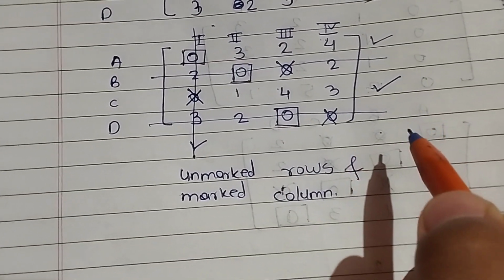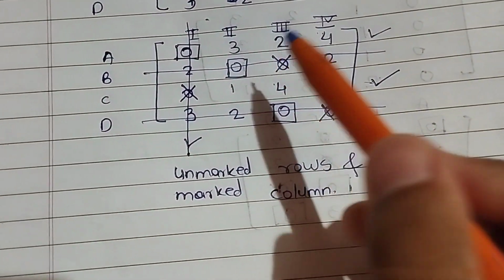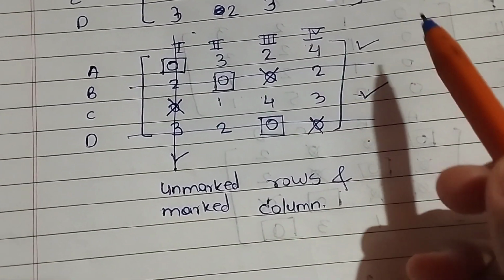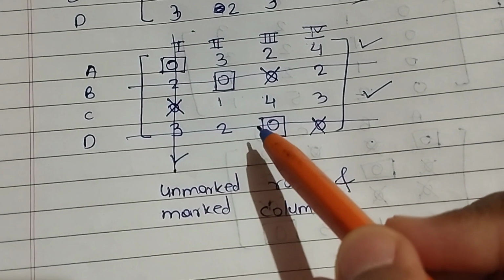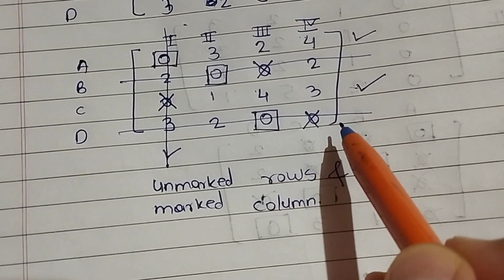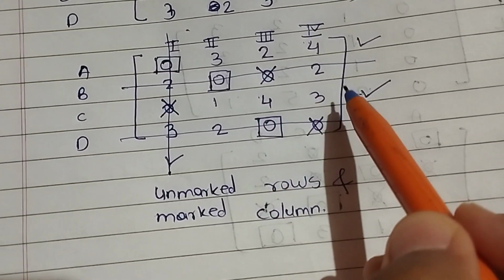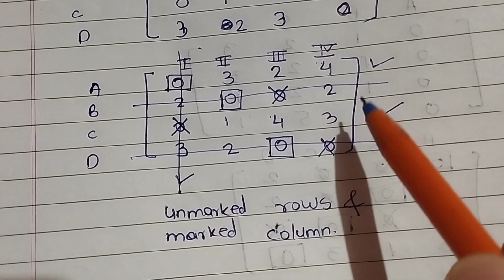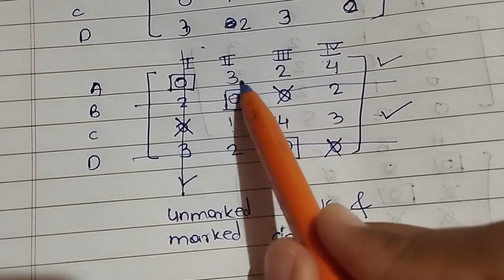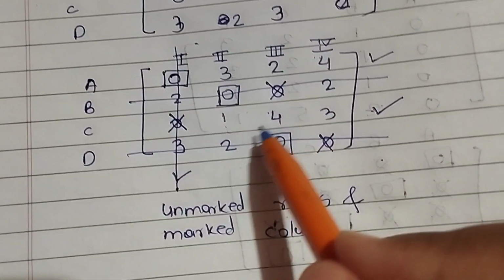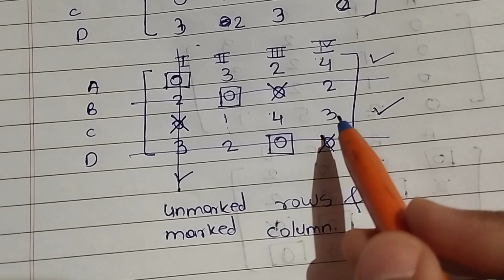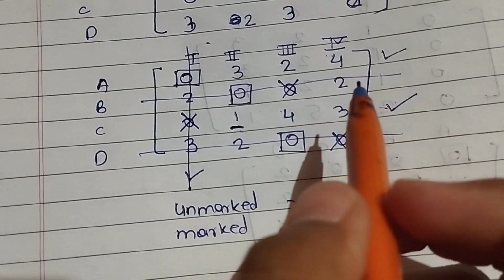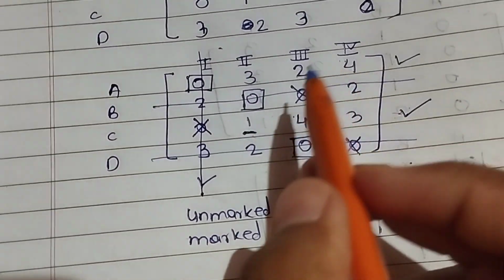Once these steps are complete, examine the smallest element from the uncovered elements. That means the elements not covered by a line; examine those uncovered elements and find the smallest. So 1 is the smallest element among 3, 2, 4, 1, 4, 3. These are the uncovered elements in the matrix and 1 is the smallest. Take the smallest element from the uncovered elements and subtract it from the uncovered elements.